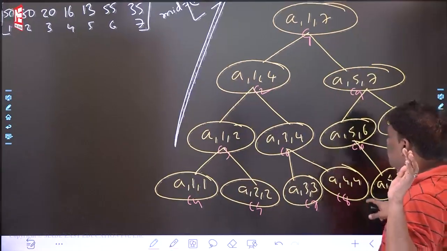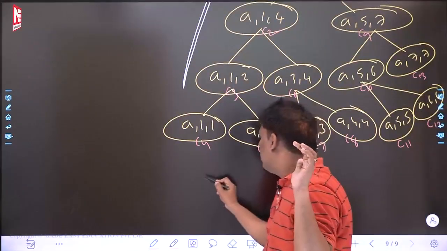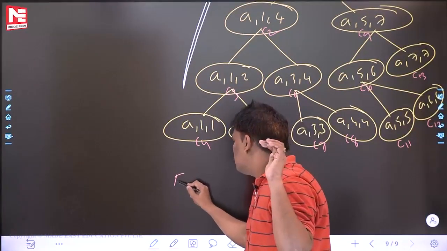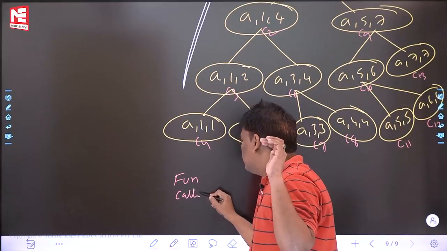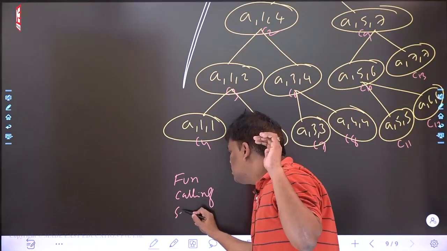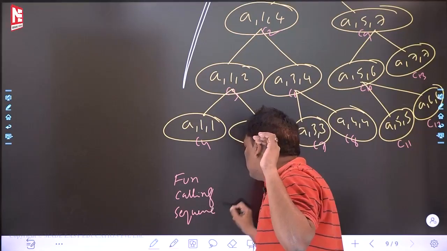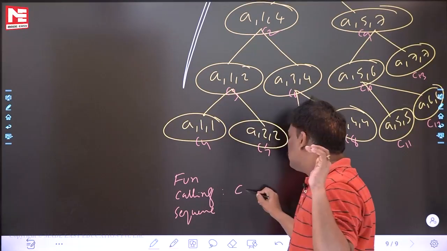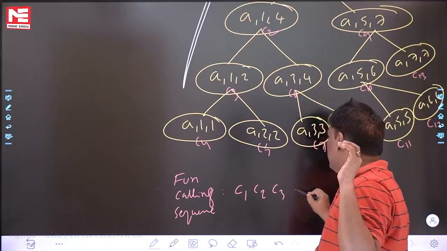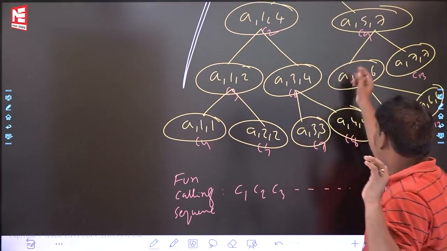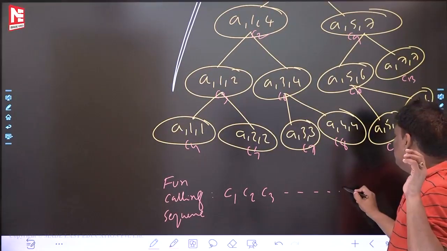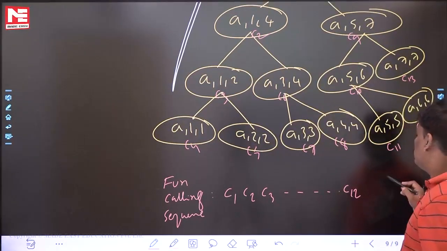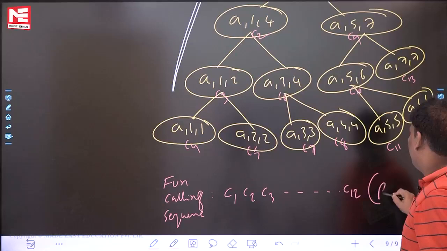What is the order I gave? This is called the function calling sequence. I am writing this also. Function calling sequence. Can you see what the function calling sequence is? Like this: C1, C2, C3 and so on. What is the last one? I gave the numbers like that. The last one is going to be C11, C12. I think C12. This function calling sequence is also called pre-order.